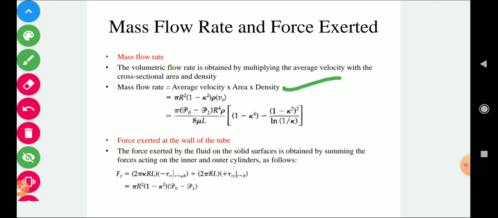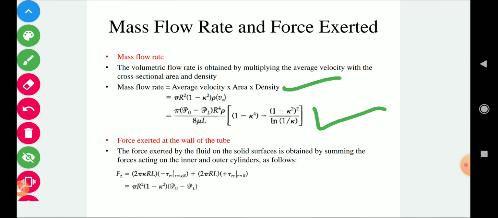Average velocity we have already calculated. Area of the annulus will be equal to pi R square (1 minus k square). And density is rho, so if we put all these values, finally the mass flow rate will be this one. Similarly, we can calculate the force exerted at the wall of the tube.